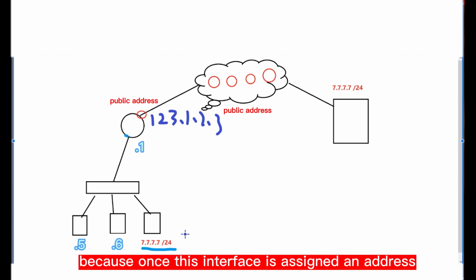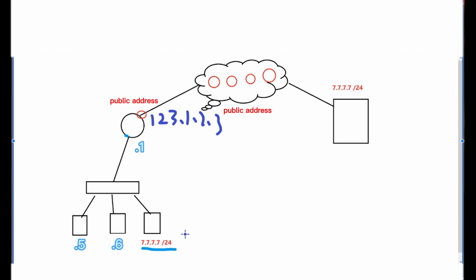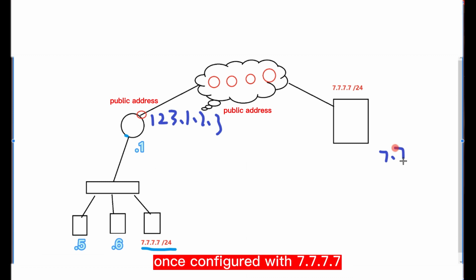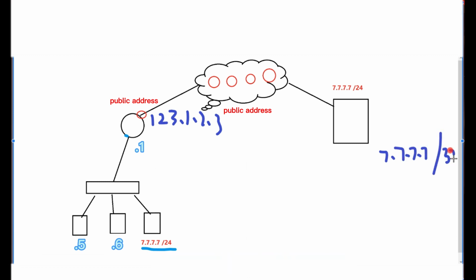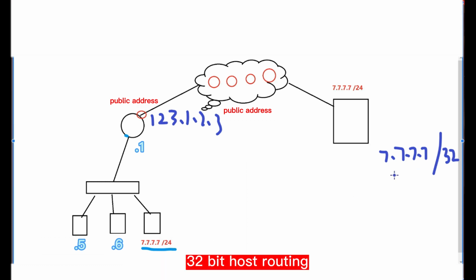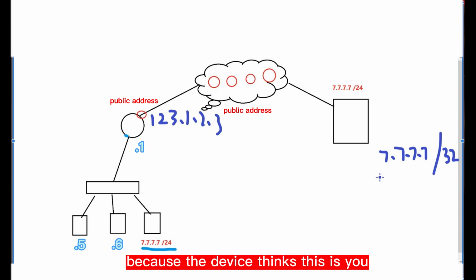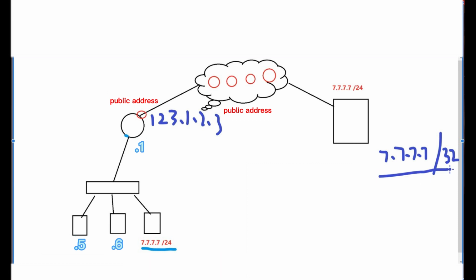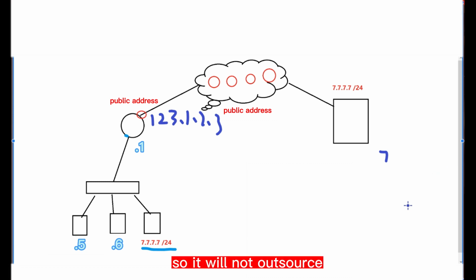Because once this interface is assigned an address, that is, once configured with 7.7.7.7, a 32-bit host route will be generated on your device. Because the device thinks this is you, visiting yourself, it will not send the traffic out. This is the first problem.